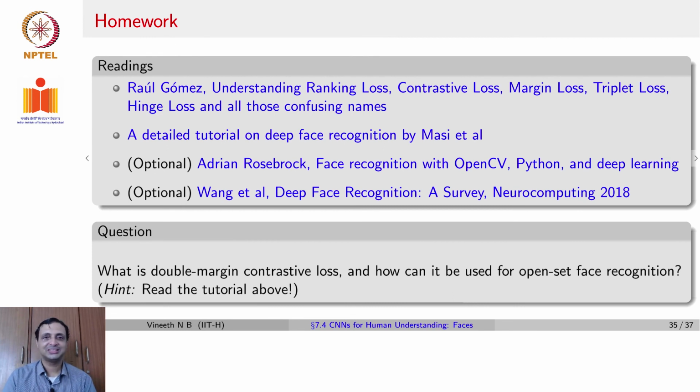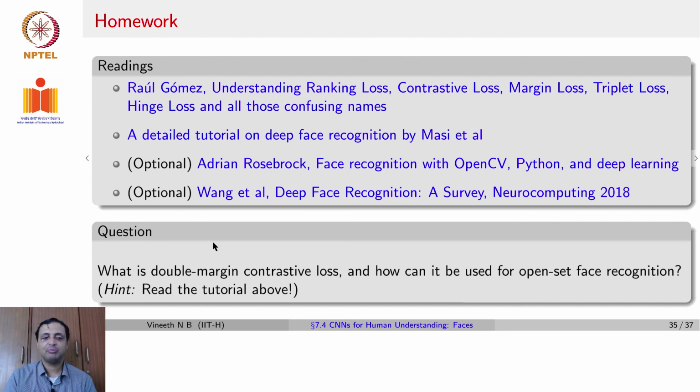Your homework reading for this lecture is a very nice blog on understanding ranking loss, contrastive loss, margin loss, triplet loss, and so on, in case they're all confusing to you. A very detailed tutorial on deep face recognition by Masi and others. And if you're interested, a Python code base for face recognition with OpenCV, and also the entire paper on deep face recognition, a survey.